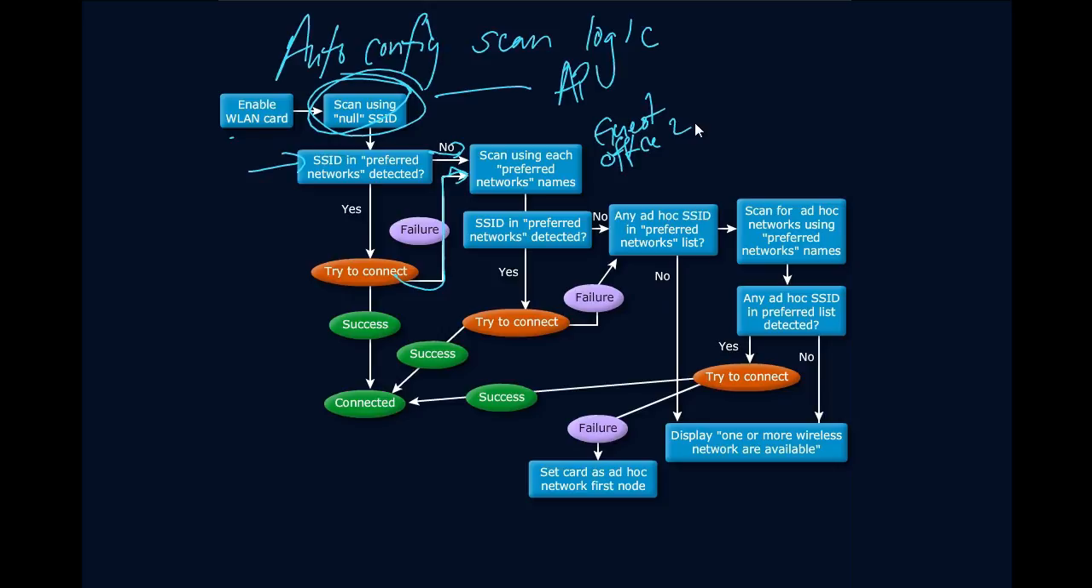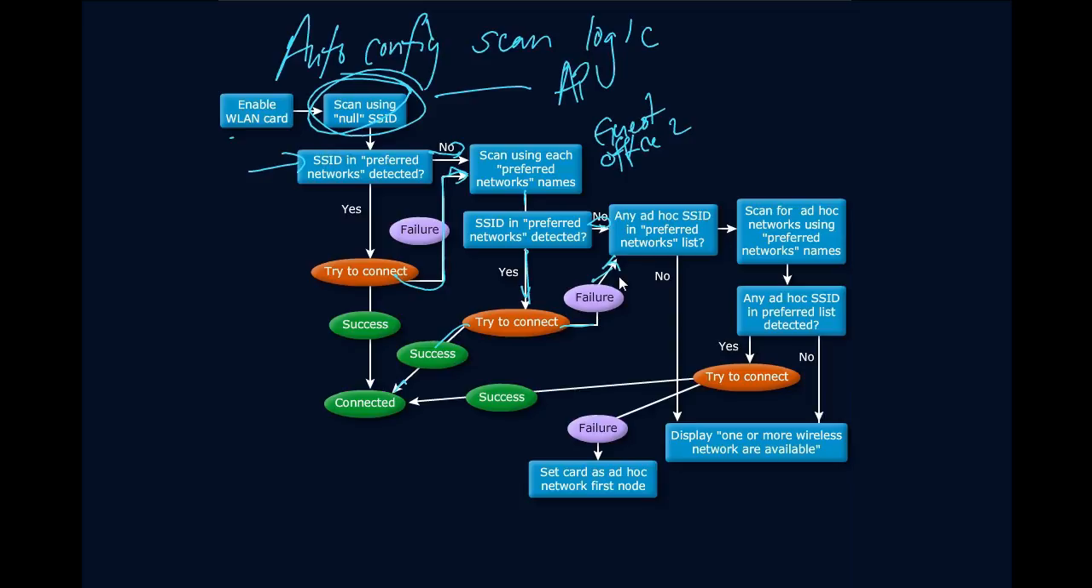All right. After doing that, has the network been detected? Did I detect guest or office? Oh, okay. Yes, I did. All right, I'm going to try and connect. If I connected, that's fine. I got a connection now. But if not, if I couldn't find any of those networks, or I failed, what do I do next? Well, this is the part that many of you don't know, or many of you have never seen before.